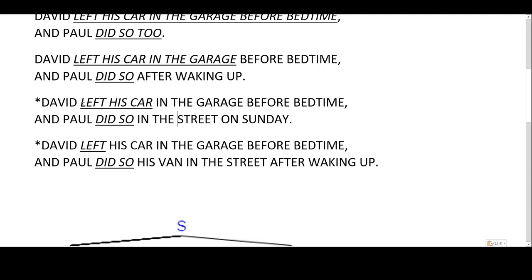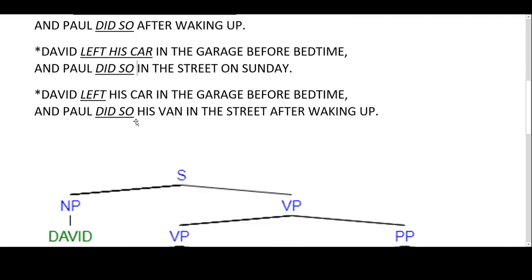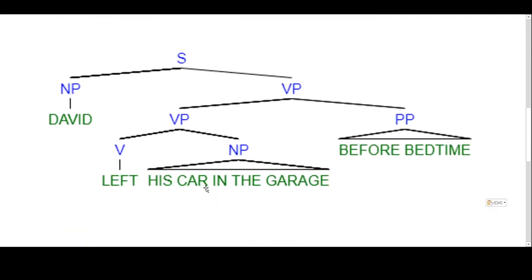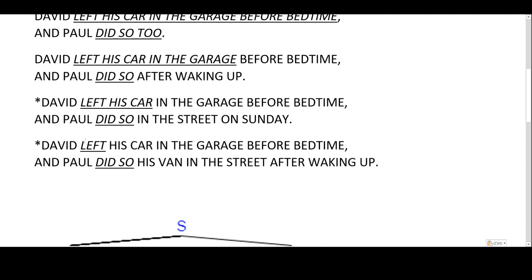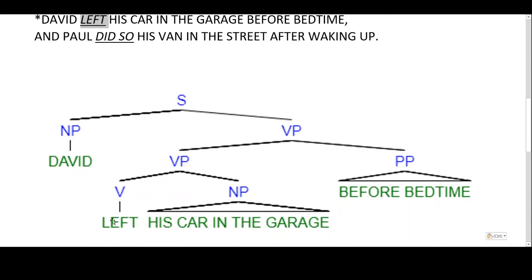Okay, so David left his car in the garage, and Paul did so in the street on Sunday. That is ungrammatical. That's why it's got this asterisk to say that that is bad grammatically. So therefore, left his car is not a constituent. Left his car is not all under one node of my tree. Okay, let's see if left is a constituent. David left his car in the garage before bedtime, and Paul did so his van in the street after waking up. Now, that has got another asterisk because it's bad. It doesn't sound good at all. It sounds really, really nasty. So therefore, left is not a constituent. And as we can see, it's not under one node of the tree.